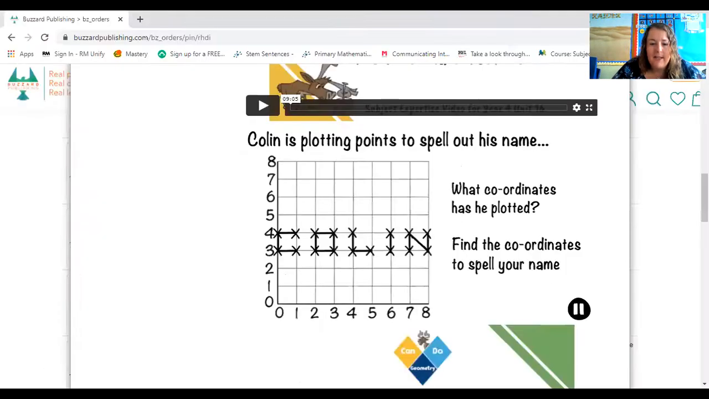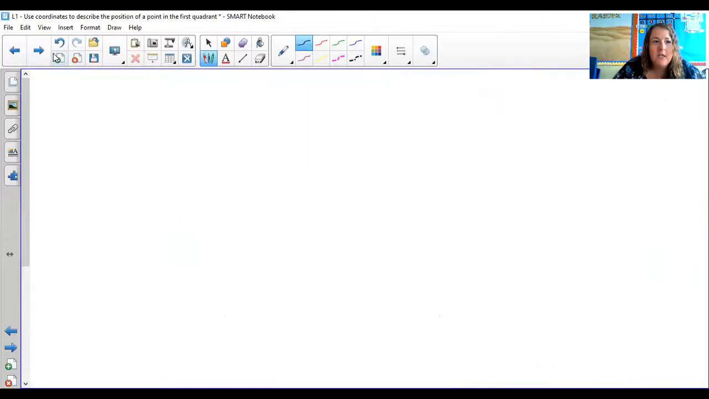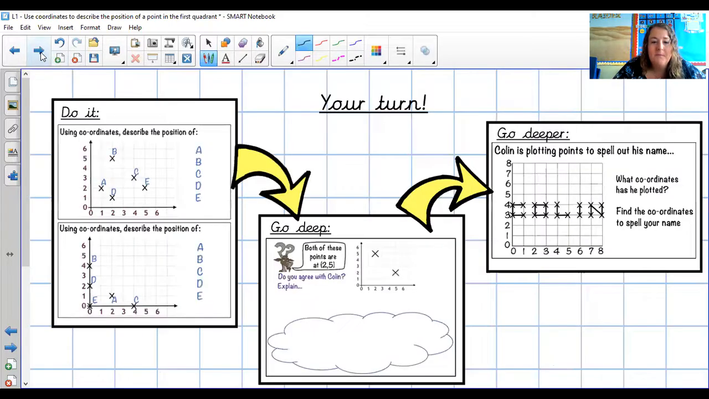Okay, let me pop back to my PowerPoint for now. And let's just remind you, without a new page, that these are the ones that you're looking at. So these should be on your sheet already. You should have been able to do this one and this one and this one while we were working through it, and this is your go deeper task.